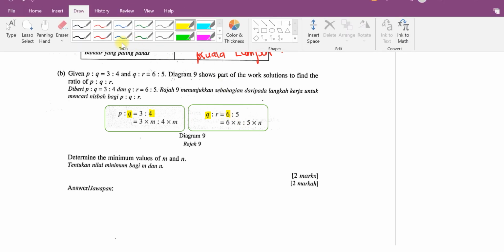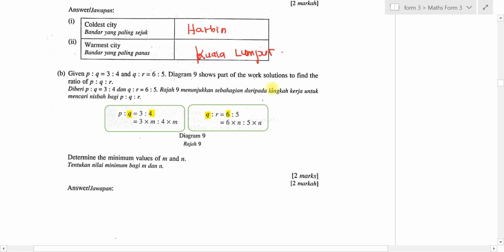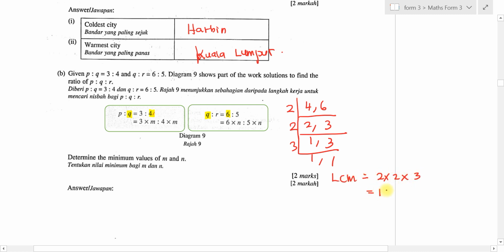So you want the minimum value. So you find your LCM, lowest common multiple. What is the lowest common multiple of 4 and 6? Because for 4 and 6 you can make it 24 also, 4 times 6, but I want the minimum. So you divide by 2 first, you get 2 and 3, and then you divide by 2 again, 1 and 3, and then divide by 3, 1 and 1. So your LCM is equal to 2 multiply 2 multiply 3, which is equal to 12. So you must make sure everything is 12.